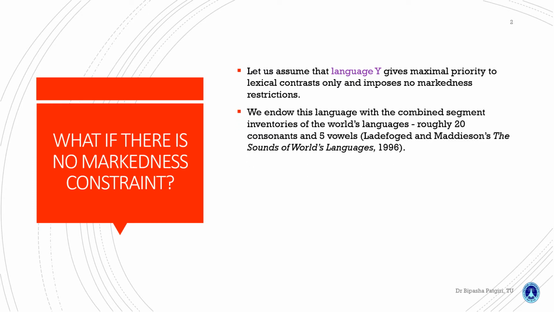We enter this language with a combined segment inventory of the world's languages, roughly let's say 20 consonants, which is a standard norm, and 5 vowels, which is another standard norm. We have taken a clue from Ladefoged and Maddieson's The Sounds of the World's Languages, published in 1996. This is a global survey of the sound patterns of natural languages, covering over 300 languages, more than 300 in fact.